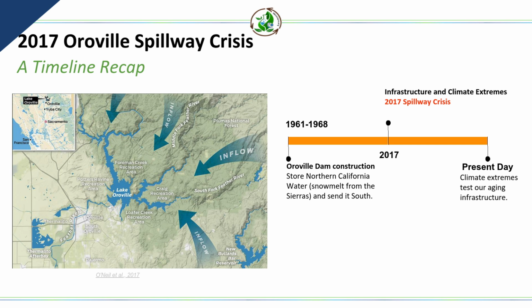Extreme rains tested the dam's spillway, leading to the crisis we just discussed. Today, the event serves as a reminder that climate extremes put pressure on our aging infrastructure. It shows how important it is to maintain these systems and plan for the unexpected. So, when we think about water management, we have to consider not only how we move and store water, but also how safe and resilient our infrastructure is under changing climate conditions.